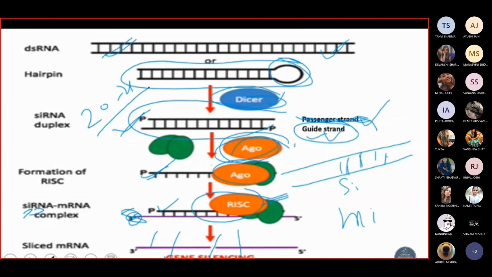This guide strands combines with an enzyme complex components that is called as RISC. RISC means RNA induced silencing complex. In this RISC, one of the component is siRNA. So siRNA of RISC is complementary with the guide strands. So this is going to combine together and this will be ultimately digested. This is basic process. Anyone have any issue? If you didn't understand, tell me. Then I will go for that text part.